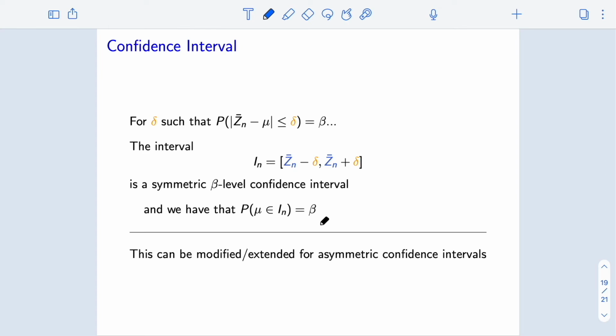And this is called a symmetric confidence interval because the amount to which the interval extends above and below the sample mean is the same. In some scenarios, you might want to engage with asymmetric confidence intervals. We're not going to talk about that much now, and it doesn't really make a ton of sense when we're dealing with, say, normal random variables. But again, it can be useful, and these ideas can be extended for that as well.